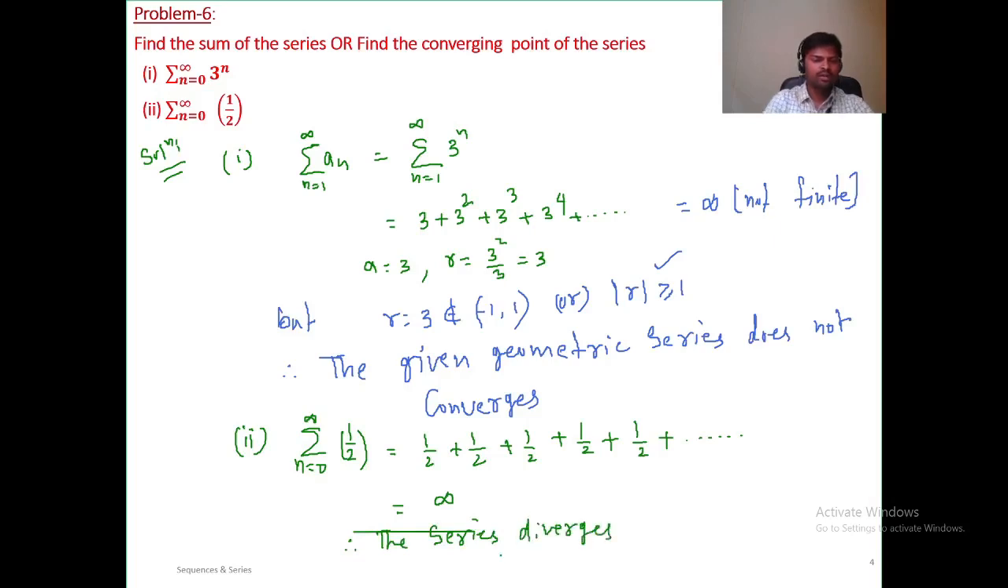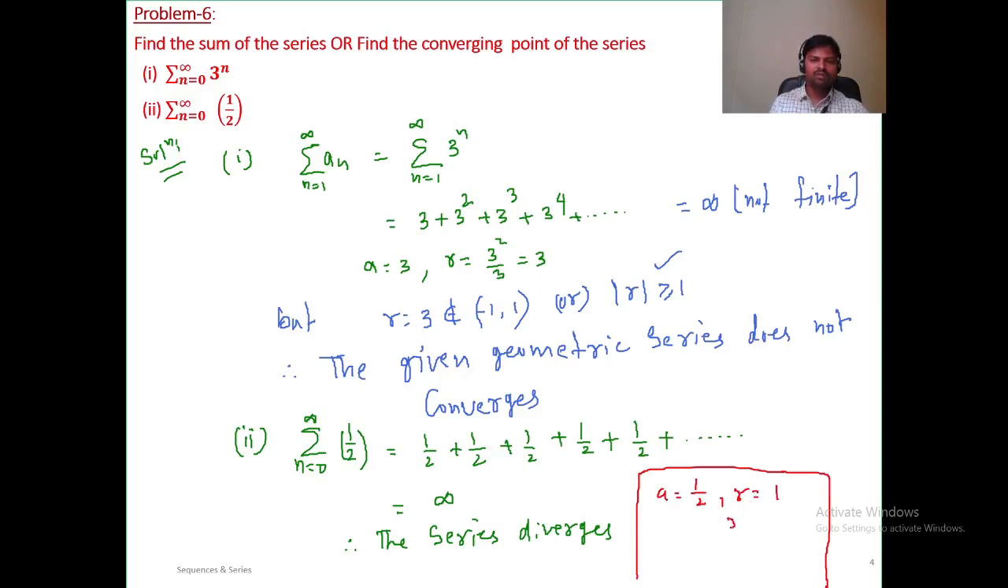You may get doubt here. Yes, the series diverges. And the doubt is, it is a geometric series, right? Let me write here. In this particular series, what is A? A is equal to 1 by 2, the first term. What is R? R is equal to 1. It is true, so therefore it is a geometric series.